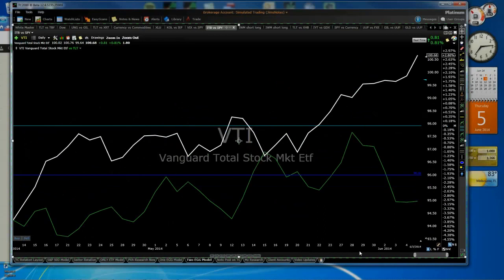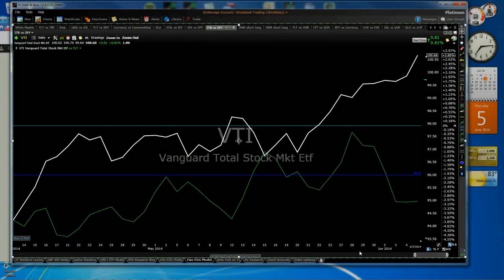My point is that the green line is TLT, which is the 20-plus year Treasury ETF, and VTI is U.S. stocks. And when you have stocks running and everybody talking about the economy growing and blah, blah, blah, you actually should get divergence between equities and bonds. In other words, bonds should be struggling or going down when stocks are going up.